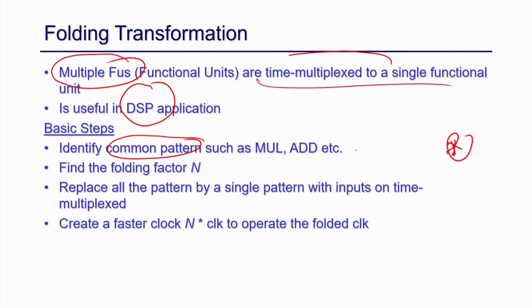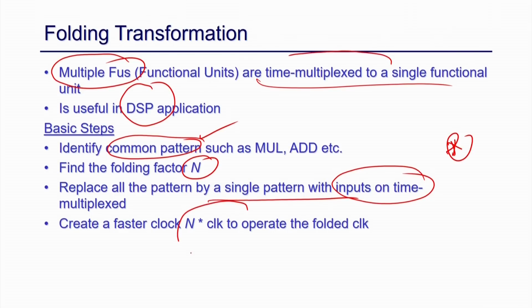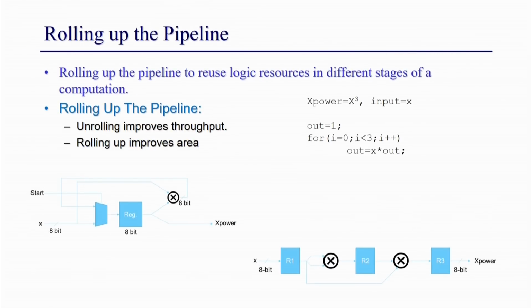So, you have to first figure out the common patterns, then the folding factor depending on the number of patterns you have identified, then replace all these patterns by a single pattern with inputs that are time multiplexed. That means you just add multiplexers and the control signal properly, and you apply a faster clock, n times faster clock, to that folded circuit, so that the whole thing works smoothly. Okay. So, this is all about these folding transformations.